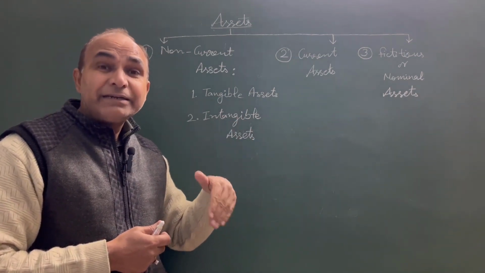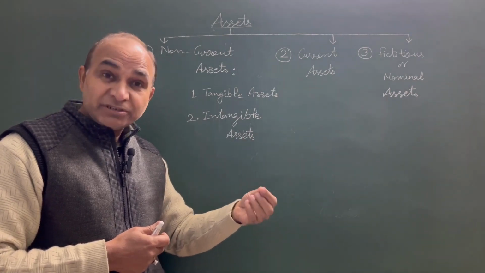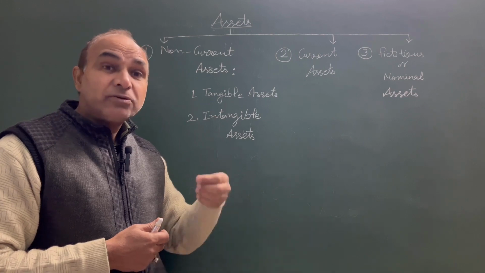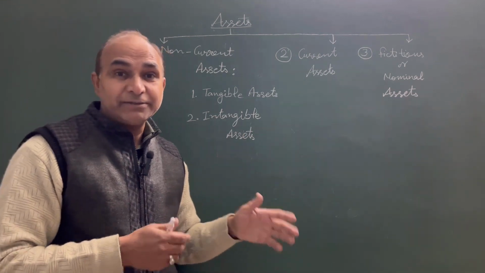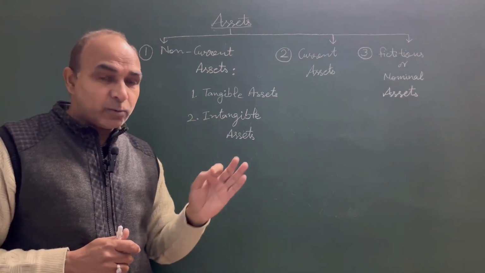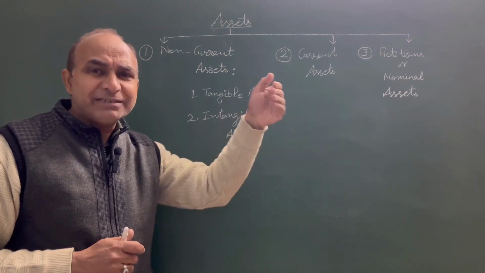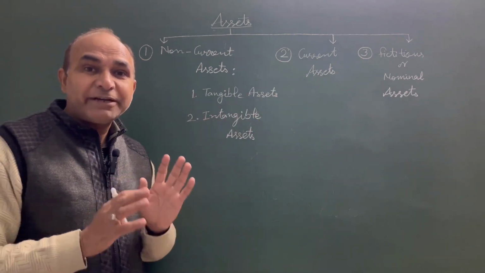Vehicles are taken up for more than 1 year. Then your machinery, equipments, these are also acquired for a long period of time. So simply, non-current assets are those assets which are possessed for a long period, more than 1 year, for which they provide benefit.